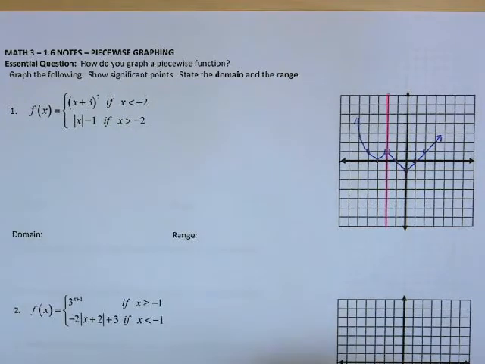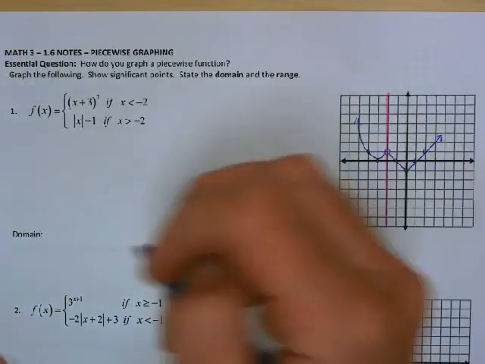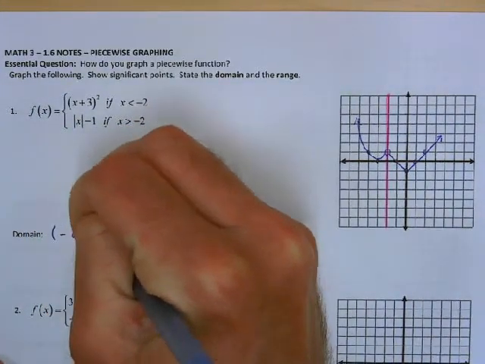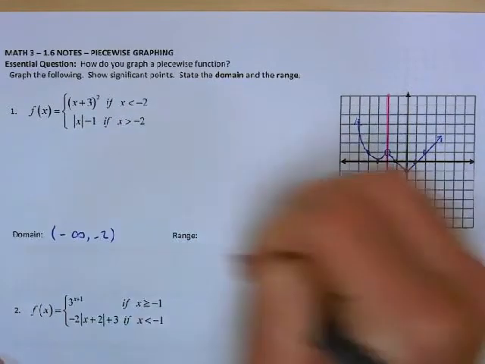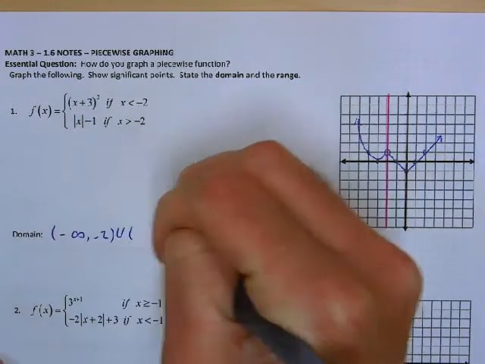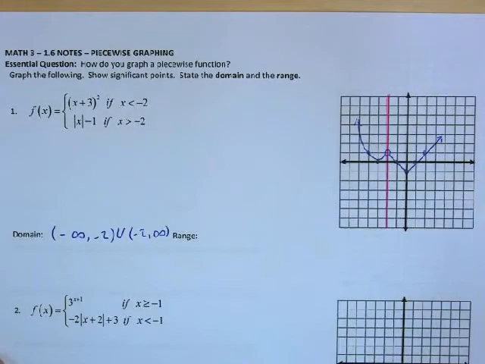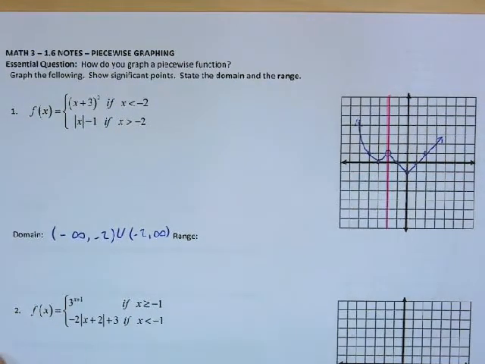Can it actually equal -2? Well, no. So then we're going to have a union here. The domain goes from -infinity up to -2, not including -2, and then we're going to union that with everything from -2 to +infinity. Okay, so then there's my domain.